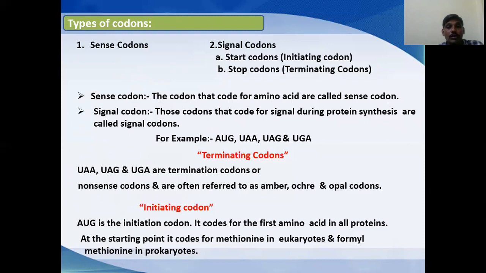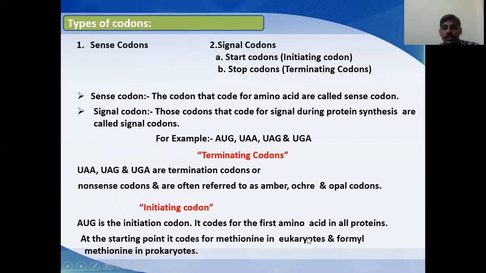Signal codons are another type of codons. Those codons that code for a signal during protein synthesis are called signal codons. These are classified into two types: start codons and stop codons. Start codons are also called initiating codons, and stop codons are also called terminating codons. First, the start codon: AUG is the initiation codon.